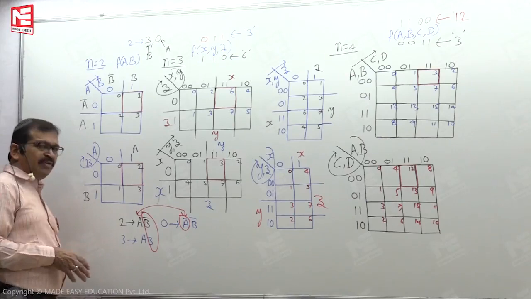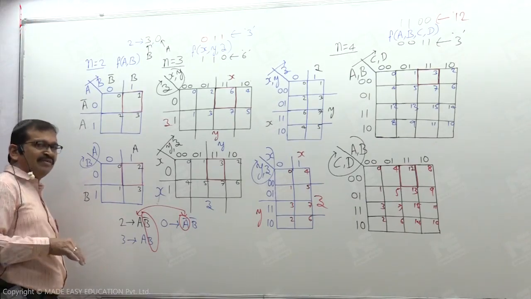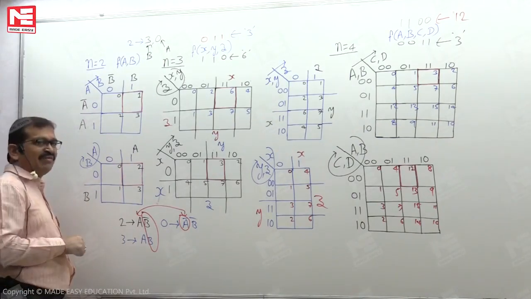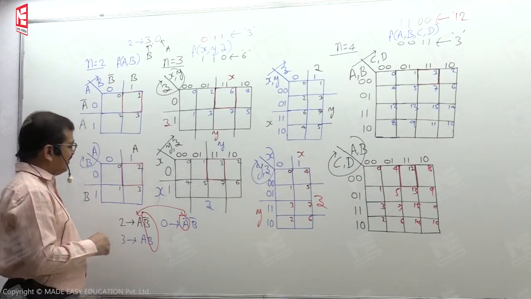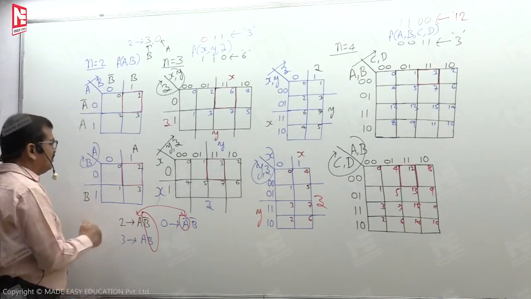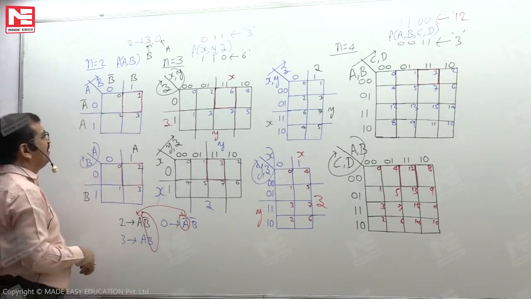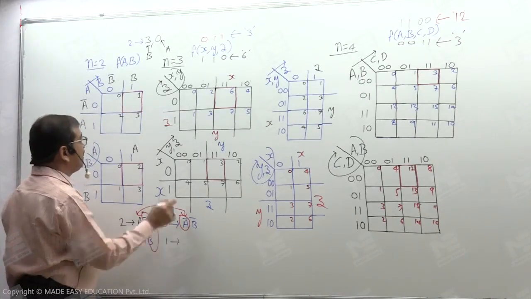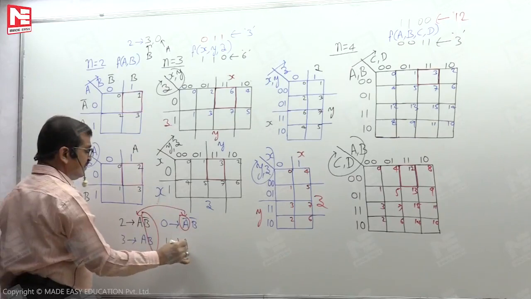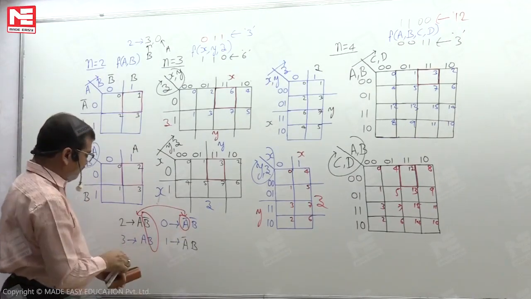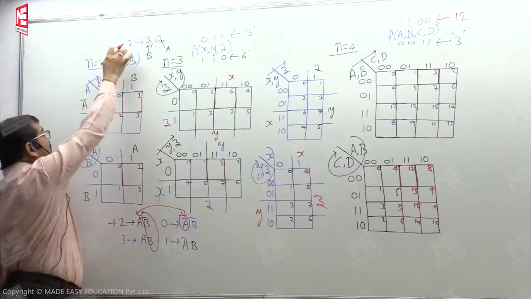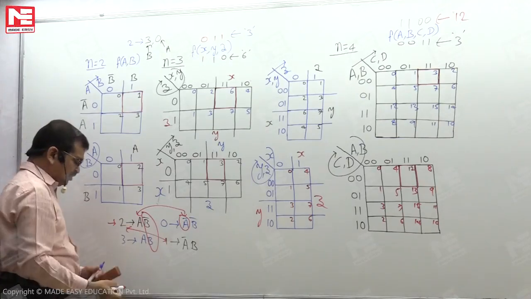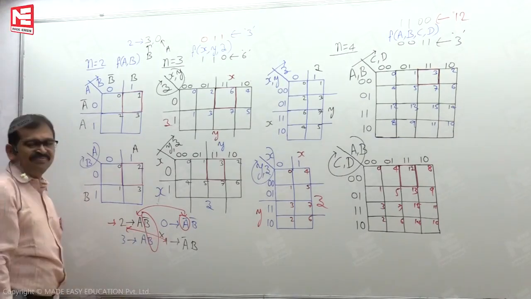I said in the two variable K-map, every cell has only two adjacent cells. Before going to the 3 variable, you may have a question: for cell 2, 0 and 3 are adjacent cells, so why not this one? If you write the product for cell 1, it is A complement B. With reference to cell 2, they are different in A as well as in B. Hence, these two cells are not adjacent cells.